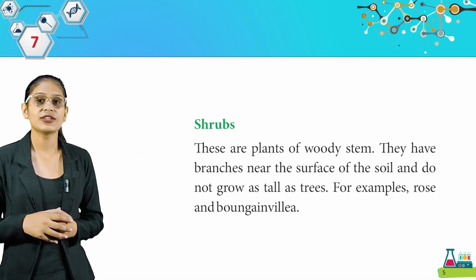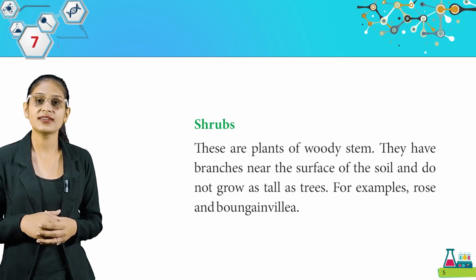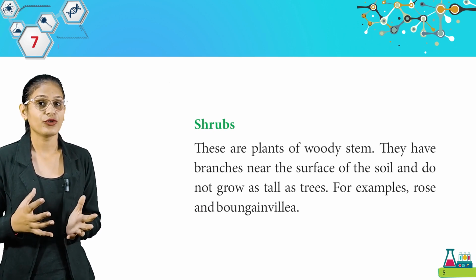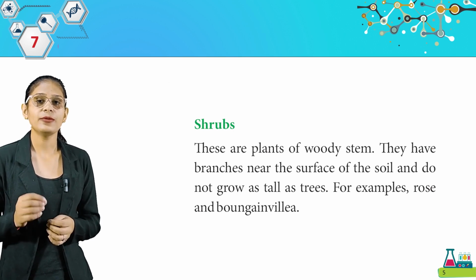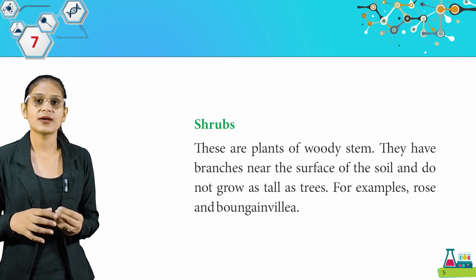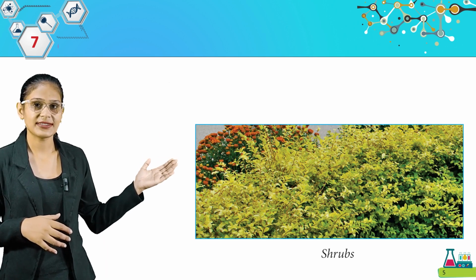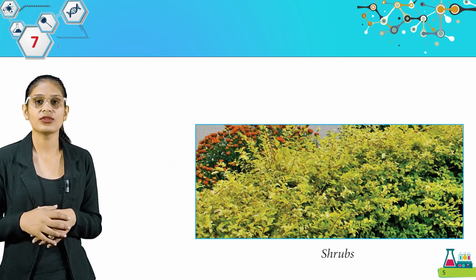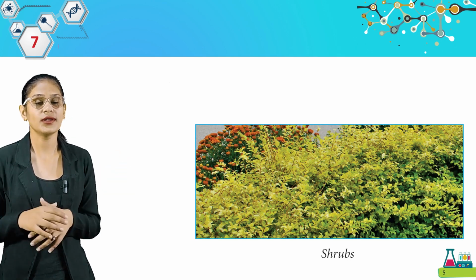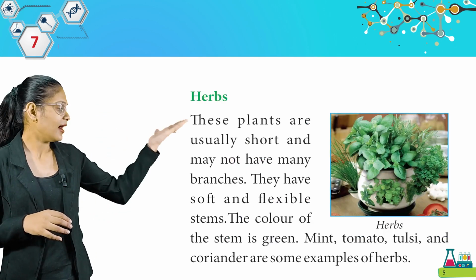Now we have shrubs. These are plants with a woody stem. They have branches near the surface of the soil and do not grow as tall as trees. For example, rose and bougainvillea. So students, shrubs कैसे होते हैं? Look at the picture. These are shrubs. Shrubs कैसे होते हैं? उनकी जो stem है वो थोड़ी woody होती है, but वो trees जितने long tall नहीं होते.